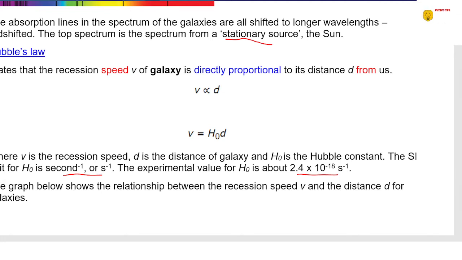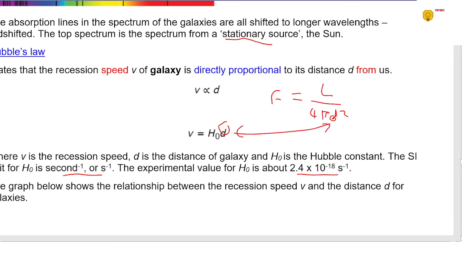Right, so remember, this is the d, distance from us. This is the d that we were finding in the part 1 video when we were finding the radiant flux intensity, where we said it's equal to L over 4 pi d squared, where d is the distance from us. So this d is the same as that d that we are finding here in the Hubble's law. So we can use Hubble's law to verify the distance of a galaxy from the Earth.